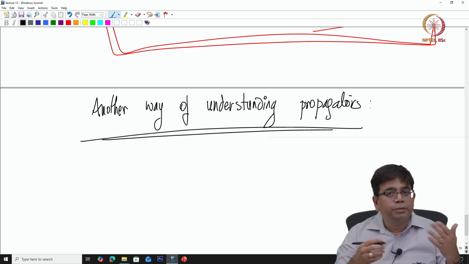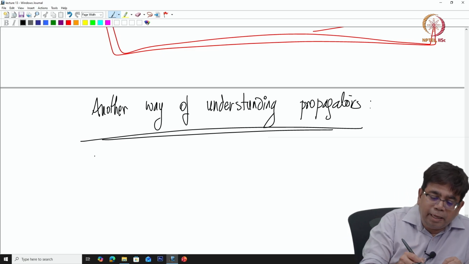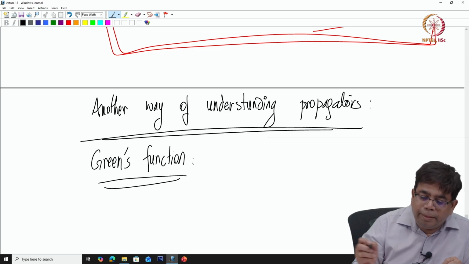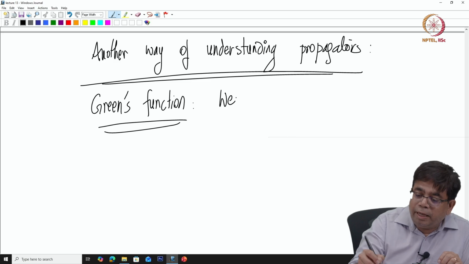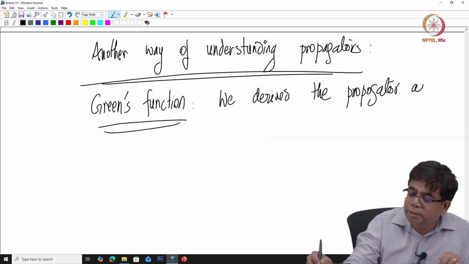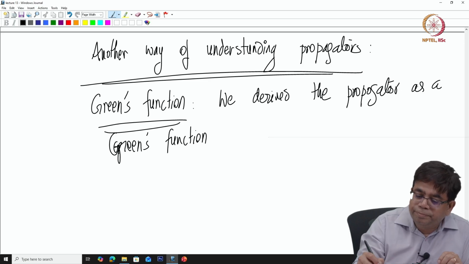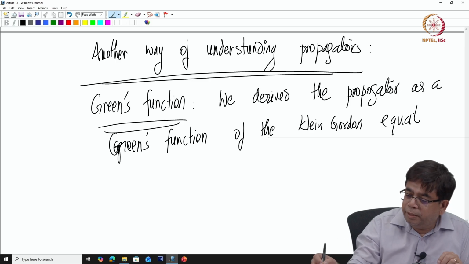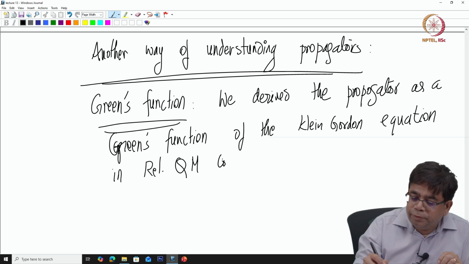In the relativistic quantum mechanics course, or any other earlier way, what we did was derive the propagator as a Green's function of the Klein-Gordon equation. So they are equivalent essentially.